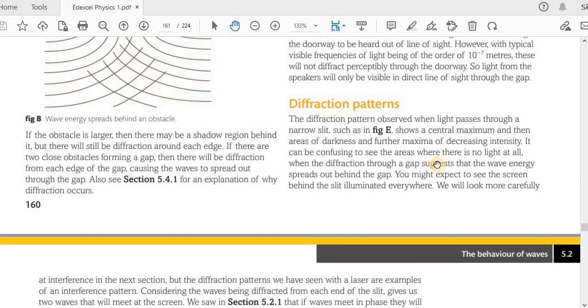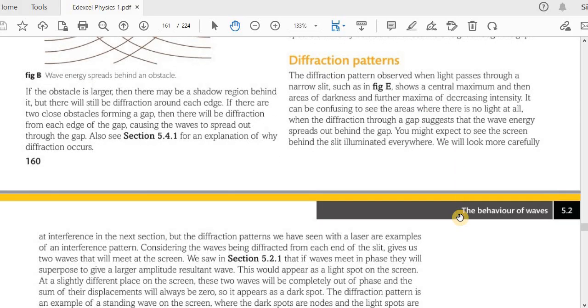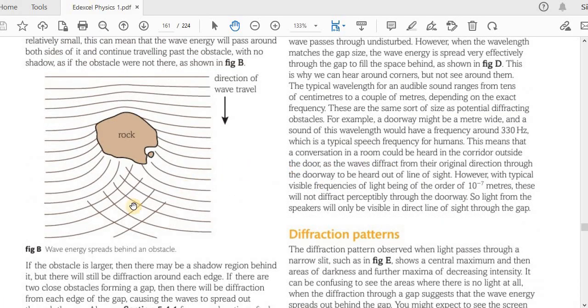Yeah, it can be confusing to see the areas where there is no light at all. When the diffraction through a gap suggests that the wave energy spreads out behind the gap, you might expect to see the screen behind the slit illuminated every time. We will look more carefully at interference in the next section. So once they get diffracted, when those wave fronts intersect, we call that interference.